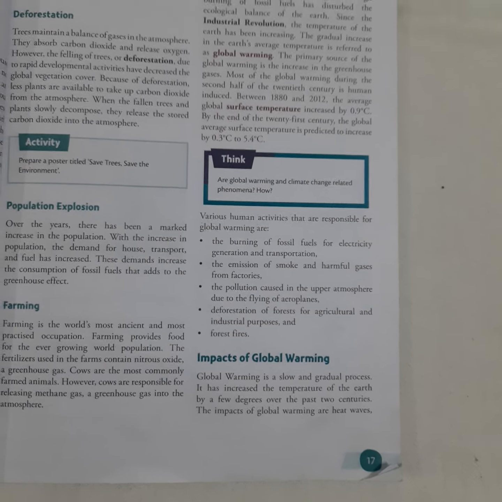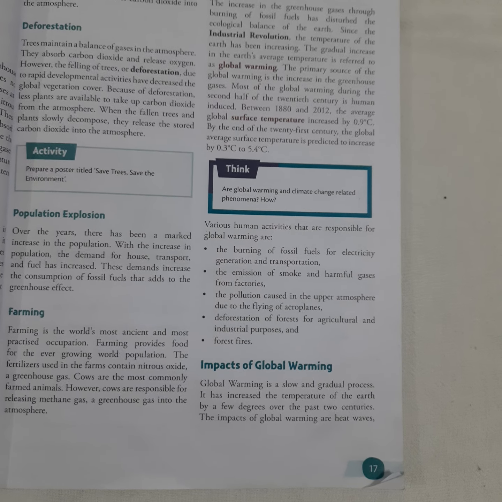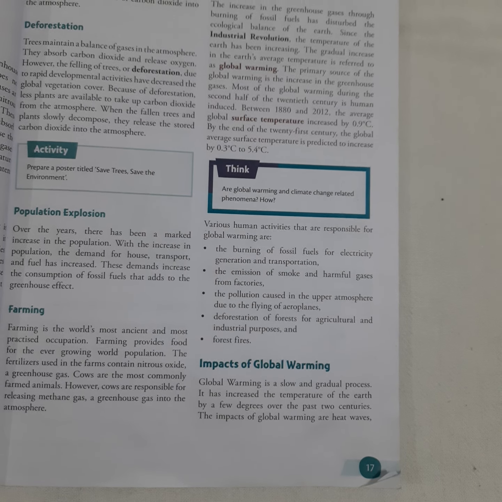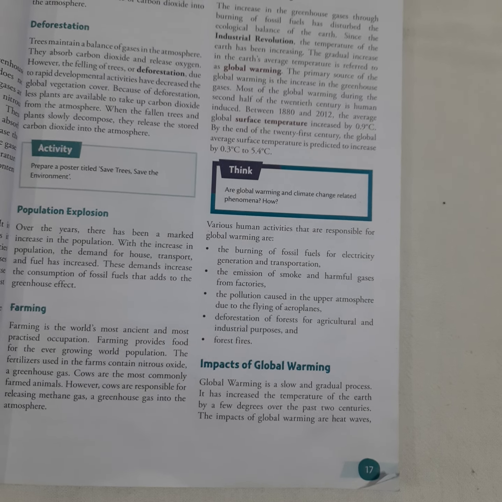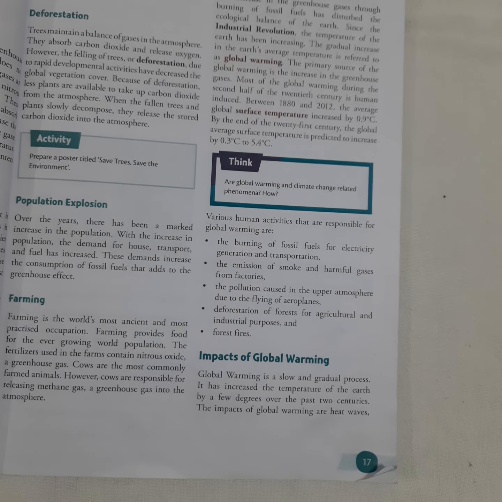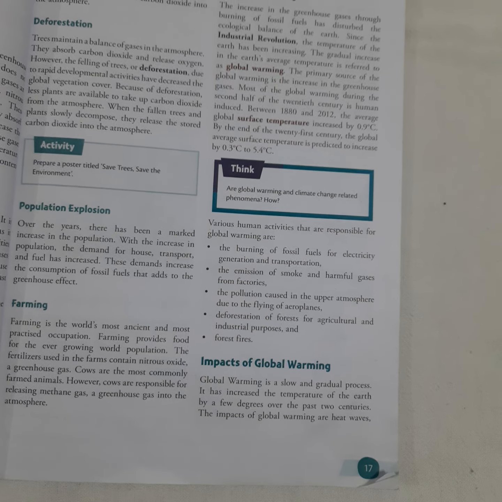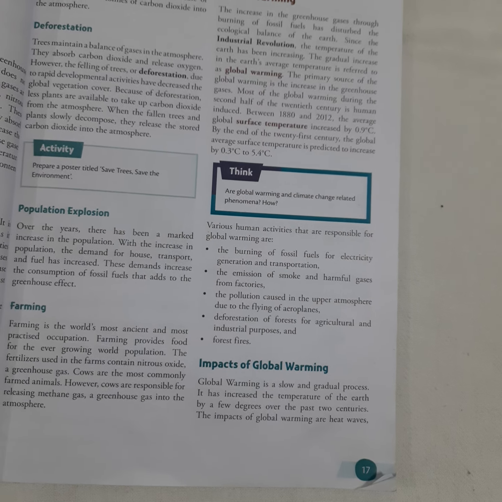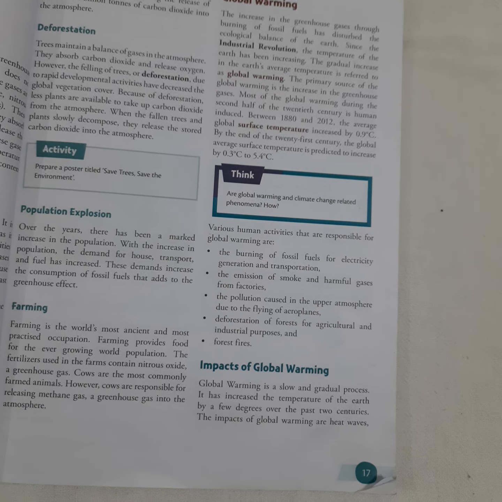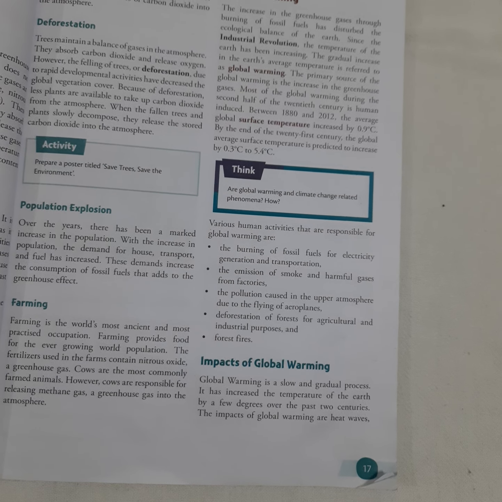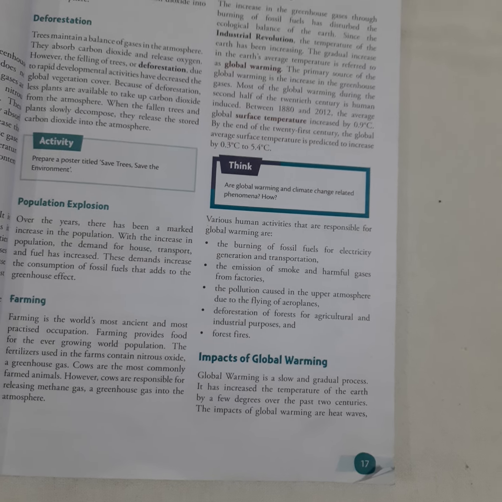Now, what are the various activities that are responsible for global warming? 1. The burning of fossil fuels for electricity generation and transportation. 2. Emission of smoke and harmful gases from factories. 3. Pollution caused in the upper atmosphere due to flying of aeroplanes. 4. Deforestation of forests for agricultural and industrial purposes, and forest fires.